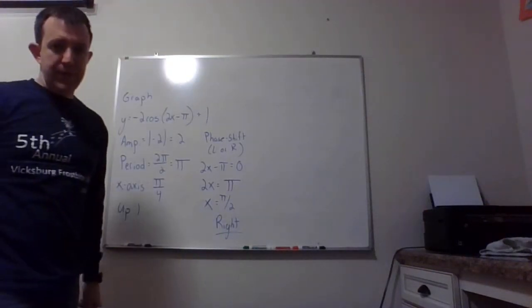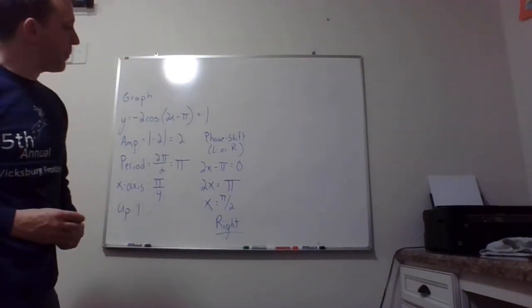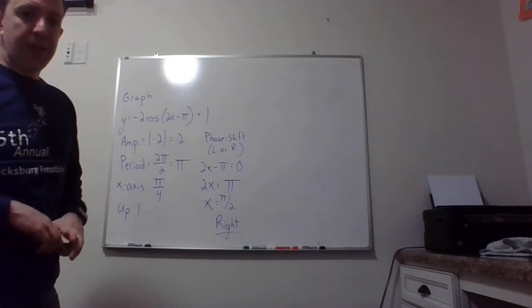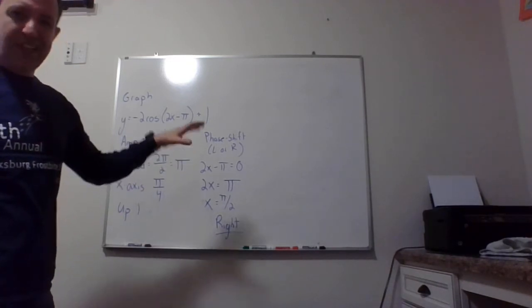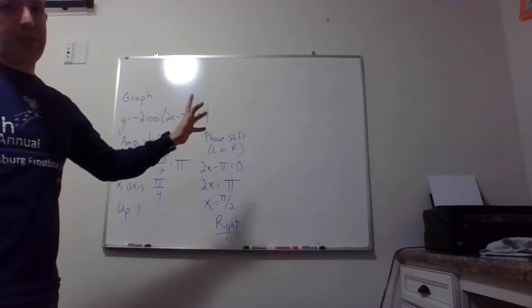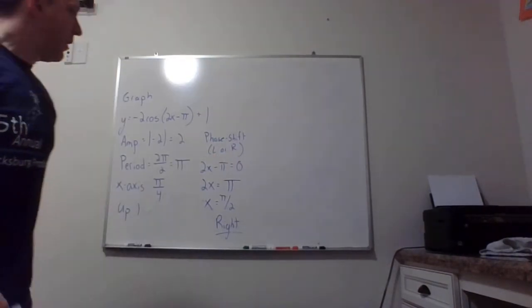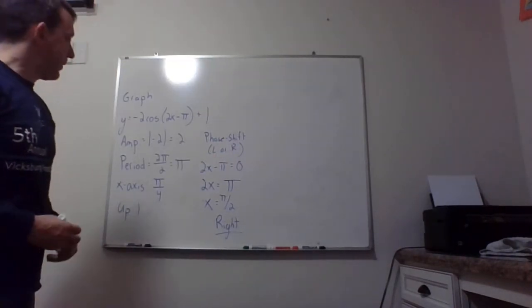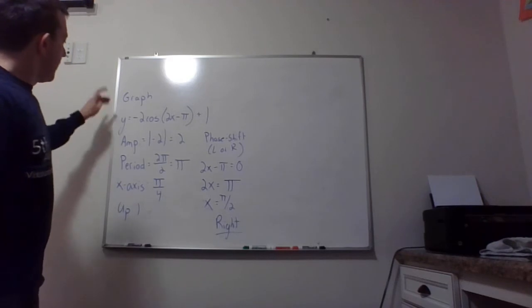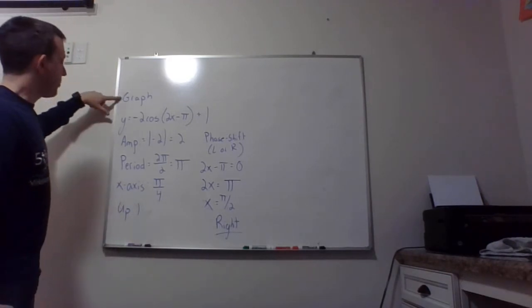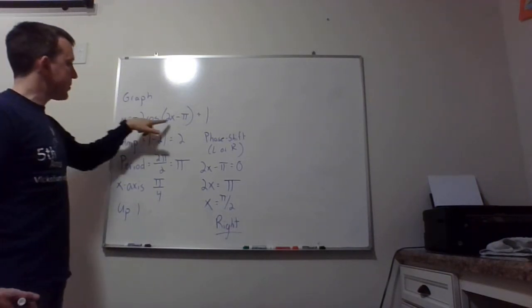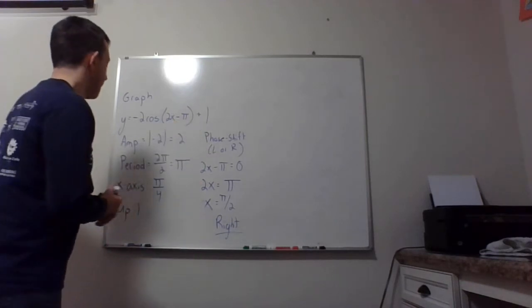Okay, so here's my first example. You'll notice I don't have a graph up there yet because honestly I ran out of room. So we're going to run through this. Then I'm going to have to erase this and I'll make the graph for us. So anyway, this is what we have. Here's what we want to graph: y equals -2 cosine of (2x minus pi) plus 1.